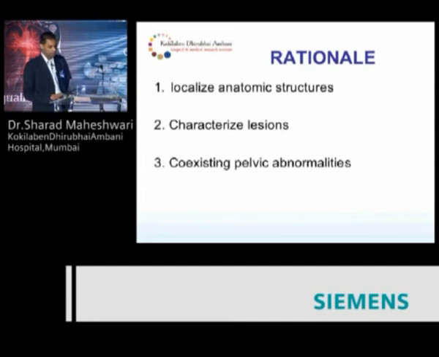Now the rationale of these sequences: first is to localize the anatomic structure. Second, characterize a lesion and look for coexisting pelvic abnormalities. So when you go to a beach, don't look at a bikini-clad girl, you look at everything. So it's very important to look at other structures: uterus, bones, nodes, other soft tissues, maybe the small bowel loops, colon loops. You have to see everything before starting your pelvic evaluation.